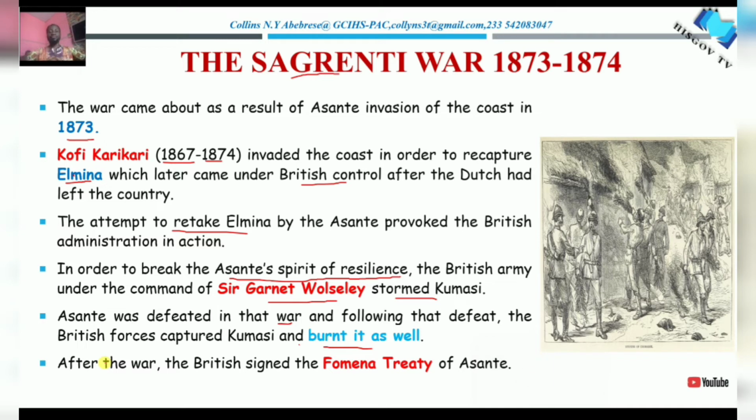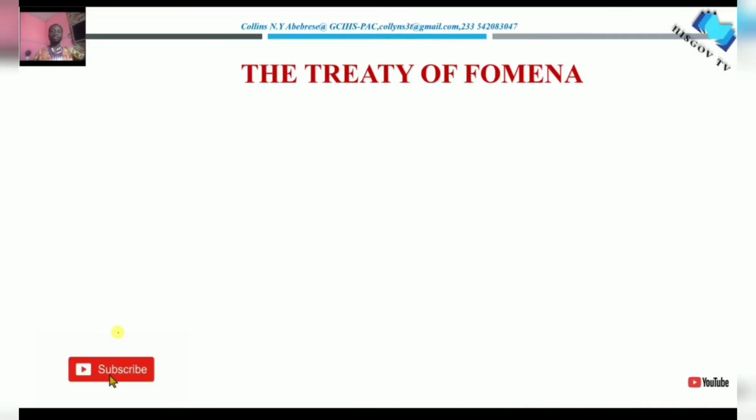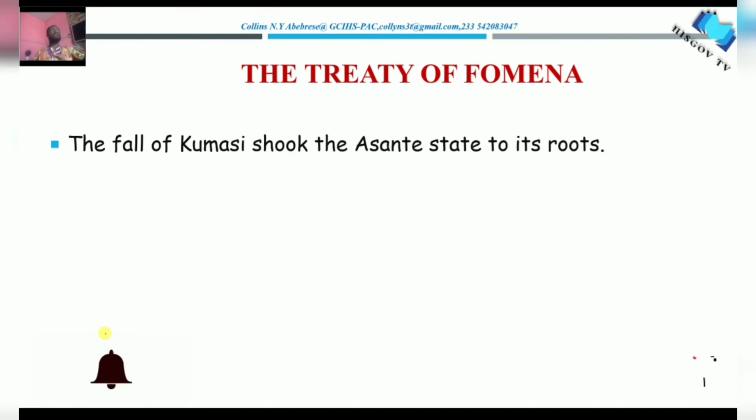After the war, there was an agreement made between the two parties, and that is what is done everywhere. After a war, the two parties come together to agree on certain principles, certain laid down agreements that are going to guide them, so that maybe such wars do not occur again. That is why we call it the Treaty of Fomena. Good. I think this is all that I have for you about the Sagranti War. So let's go and look at the terms and the clauses in the Treaty of Fomena.